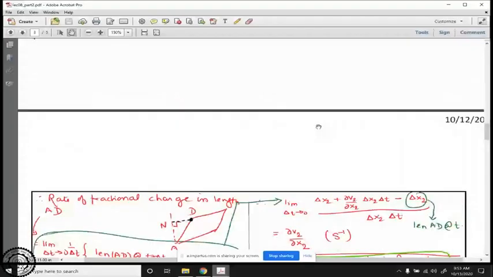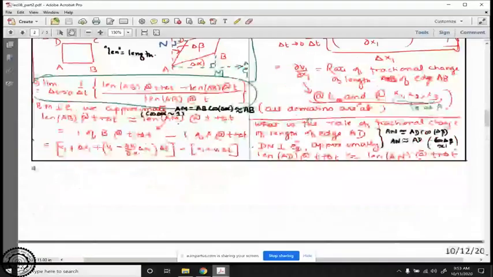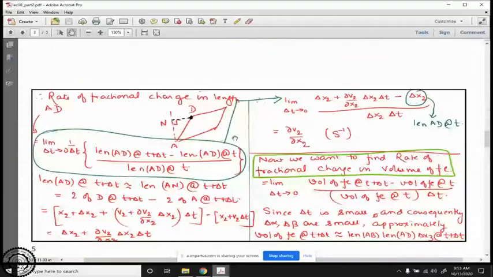Okay, so you see similarity in expression. When you were talking about an edge which was originally parallel to the E1 axis, you get del v1 del x1. And now when we are talking about an edge which was originally parallel to the E2 axis, you get del v2 del x2. So I stop here, and we'll see if you have any questions.